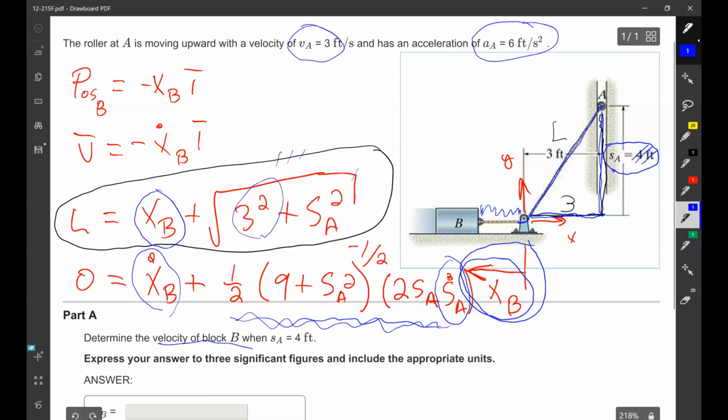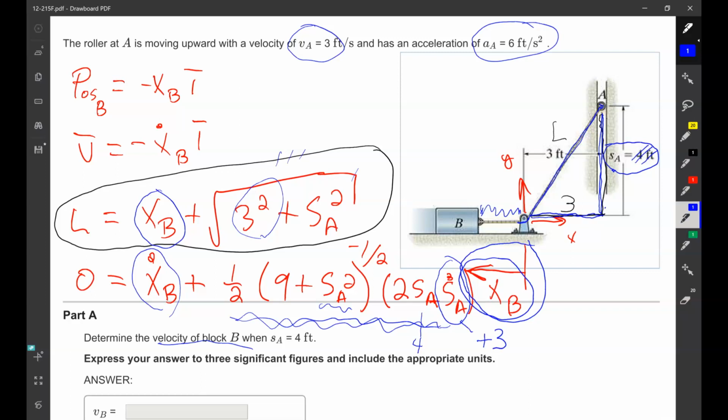If SA is getting bigger, SA dot is a positive number. So you're going to put a positive 3 in here for the SA dot. SA, now that you've done your derivative, SA is equal to 4. And so you can put a 4 into here, as long as you don't plan to differentiate this again. So you put a 4 in here, plus 3 in there, 4 goes in here, and you can solve for XB dot. You'll find that XB dot is a negative number.